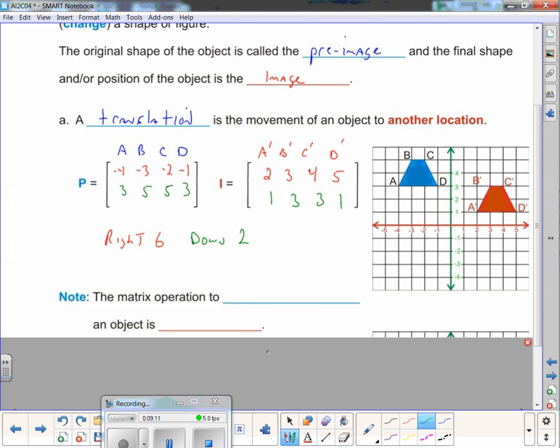All right, we translated the object to the right 6, and we went down 2. Looking at the matrix of the pre-image and looking at the matrix of the image, does going to the right 6 and down 2 make any sense looking at the values in the two matrices? Do you see a connection? Do you see how you get from the pre-image to the image? All right, so look and see if you can find the pattern.